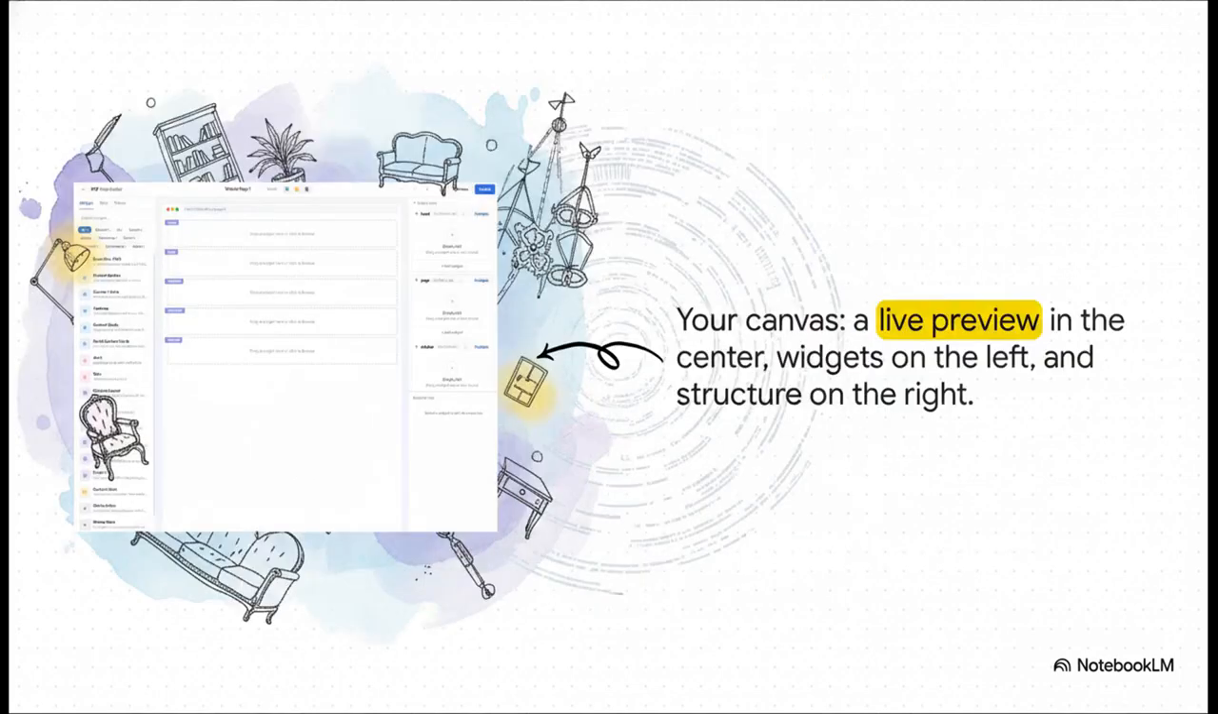All right, once you're in, this is your workspace. This is your canvas. Right there in the middle, you've got a live preview of your page. Over on the left, that's your toolbox. It's filled with all the widgets, all the furniture we talked about. And on the right side, that's where you'll find your page structure and all the settings.